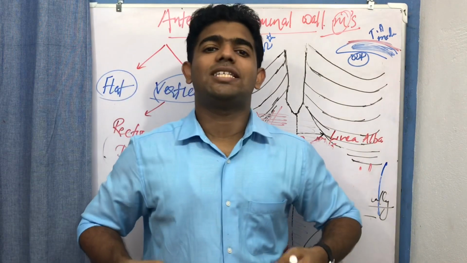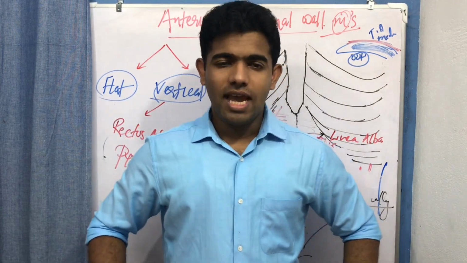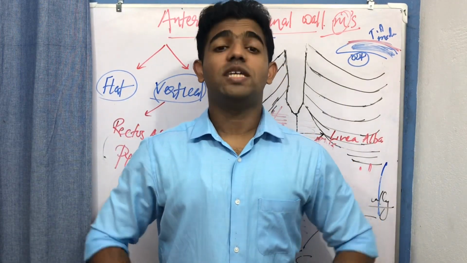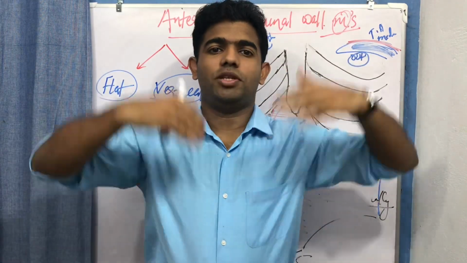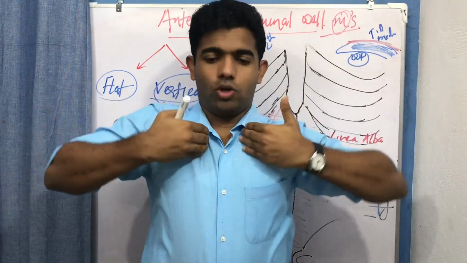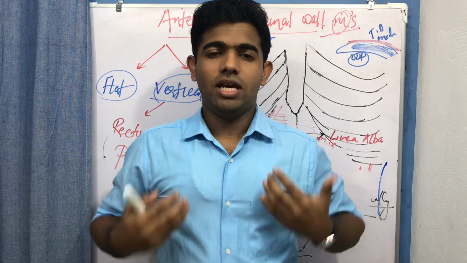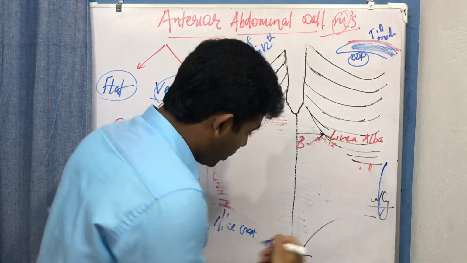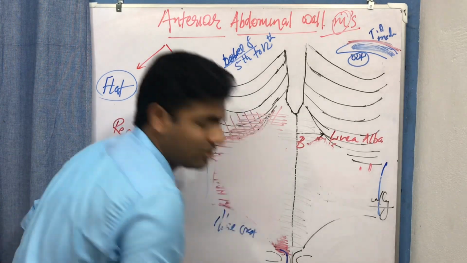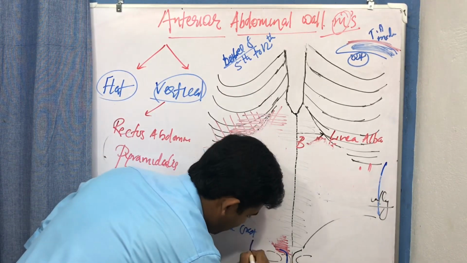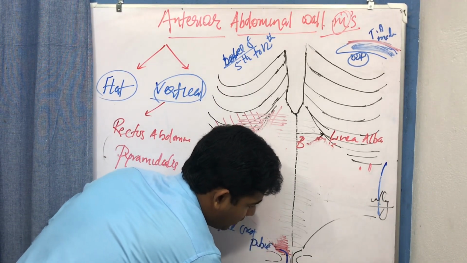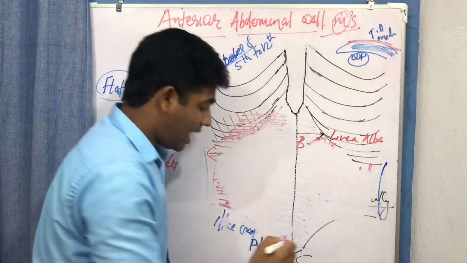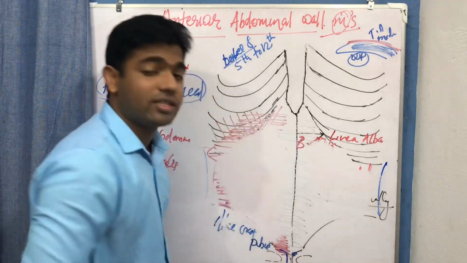Let's see what the orientation of the rectus abdominis muscle is. The rectus abdominis muscle is vertically oriented, so this should be its orientation. Either it comes from top to bottom or bottom to top. It is coming from the lower part to the upper part. So in the lower part, what do you have? You have the pubic crest, and the pubic symphysis, and also there is a tubercle in the pubic crest.